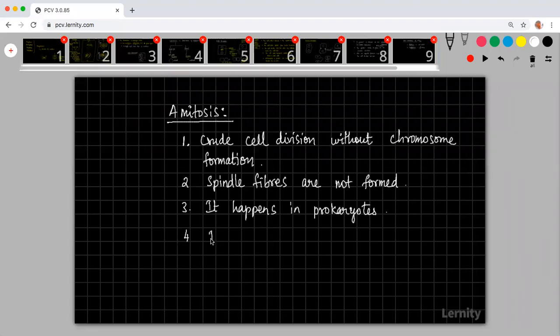Fourth thing. Thambi, we haven't gone to meiosis yet. Prasanna, those are all things which will come in meiosis, not mitosis.